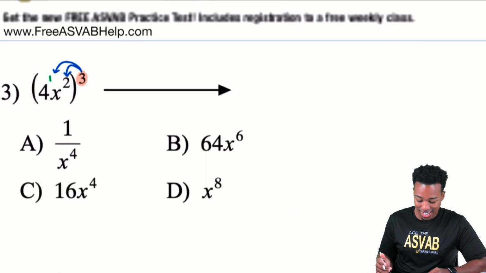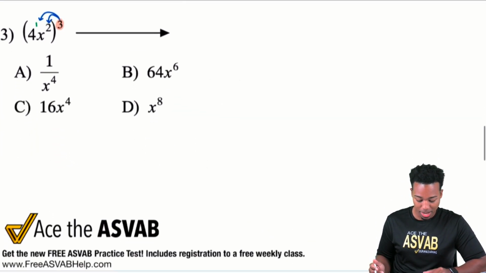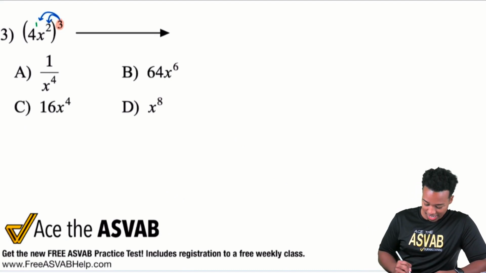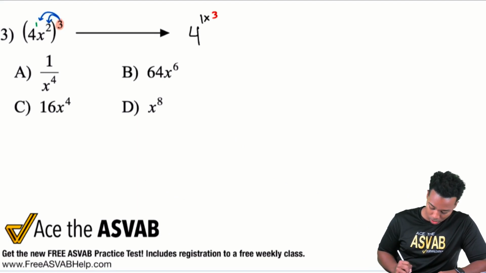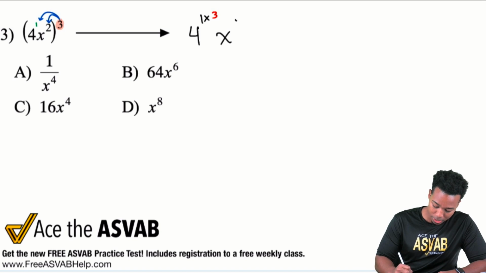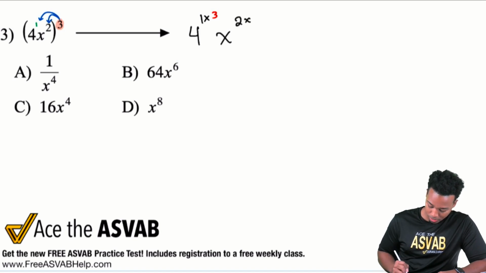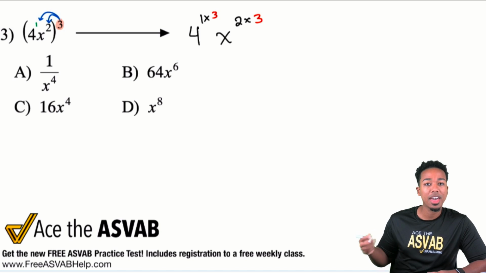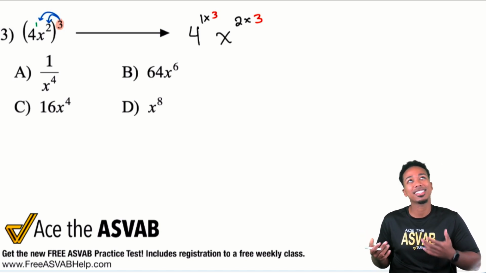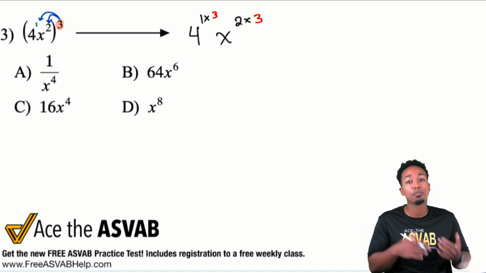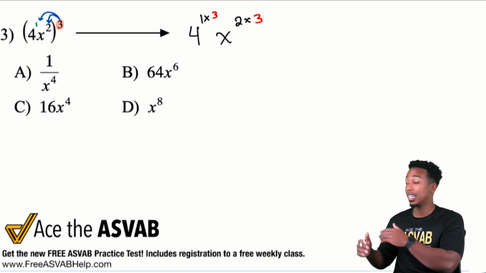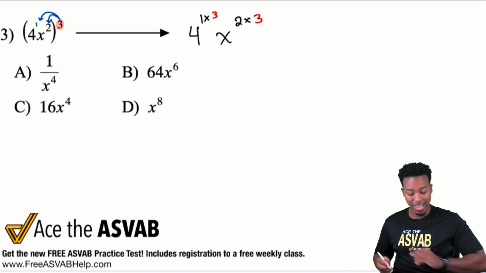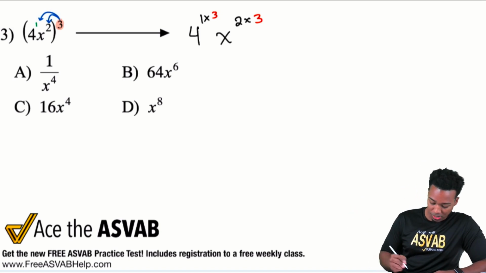And so with that said, what this is going to look like is this. We'll have 4 to the power of 1 times 3, and then we also are going to have x to the power of 2 times 3. So that exponent of 3 is essentially getting distributed to the exponents. Powers to powers, multiply the exponents. With that said, I want you to understand why this is the case.